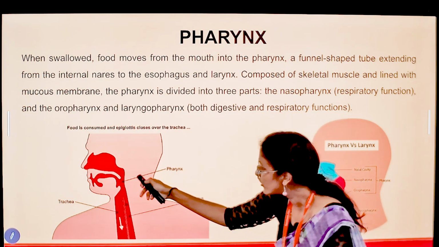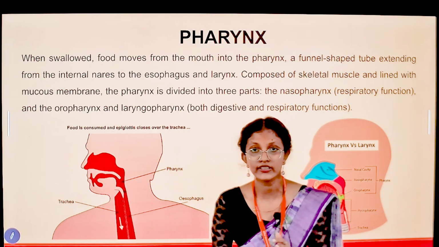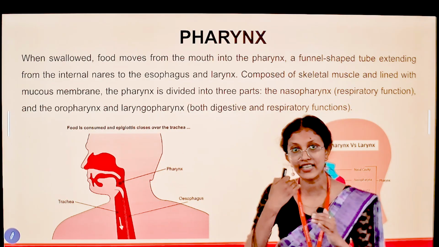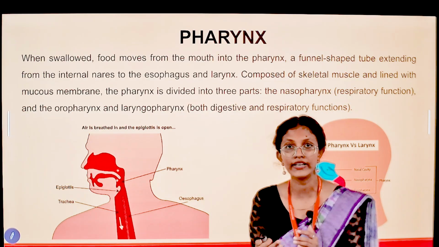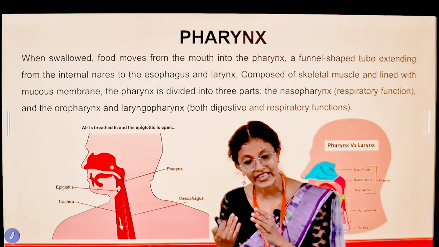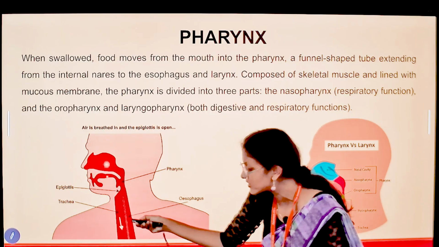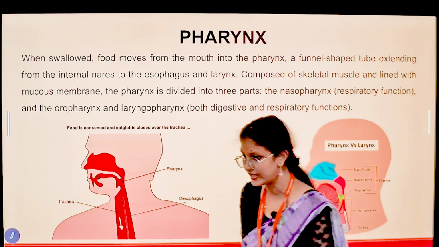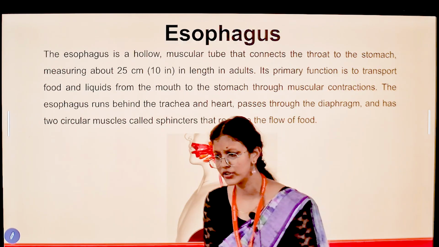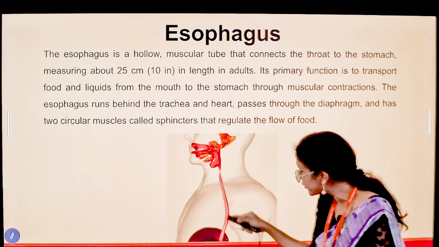Here you can see the pharynx structure. The pharynx actually has three parts: nasopharynx, oropharynx and laryngopharynx. The nasopharynx you can see in the nasal cavity, and the oropharynx is a common passage for the trachea and even the esophagus, and the part toward the esophagus is the laryngopharynx. So this is the path which allows the food to enter into the stomach area.